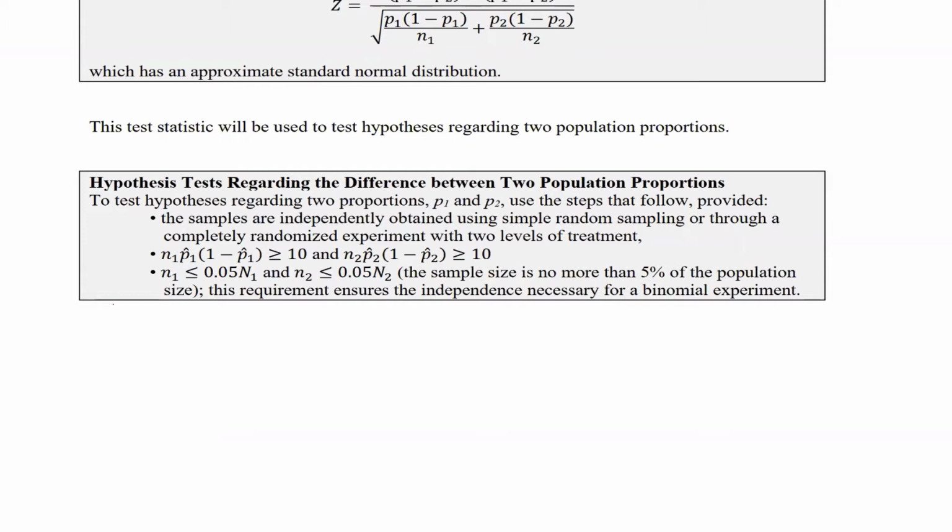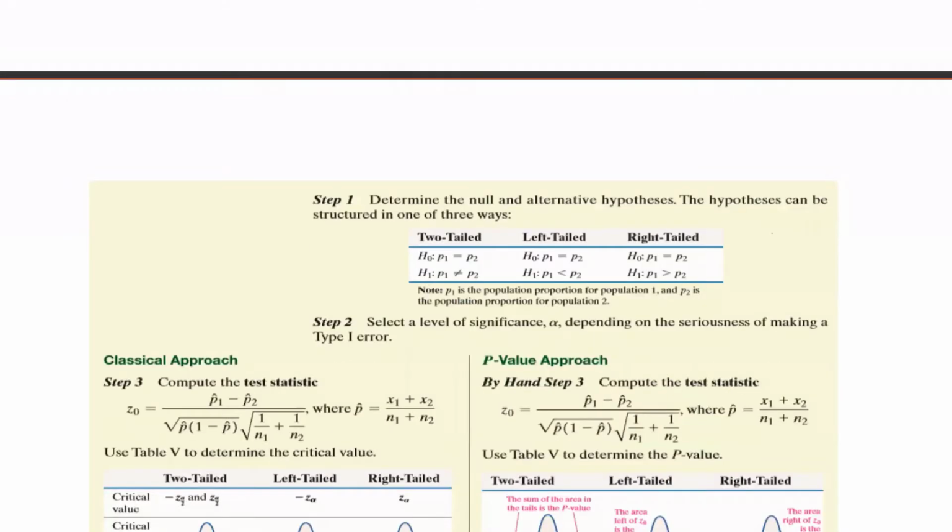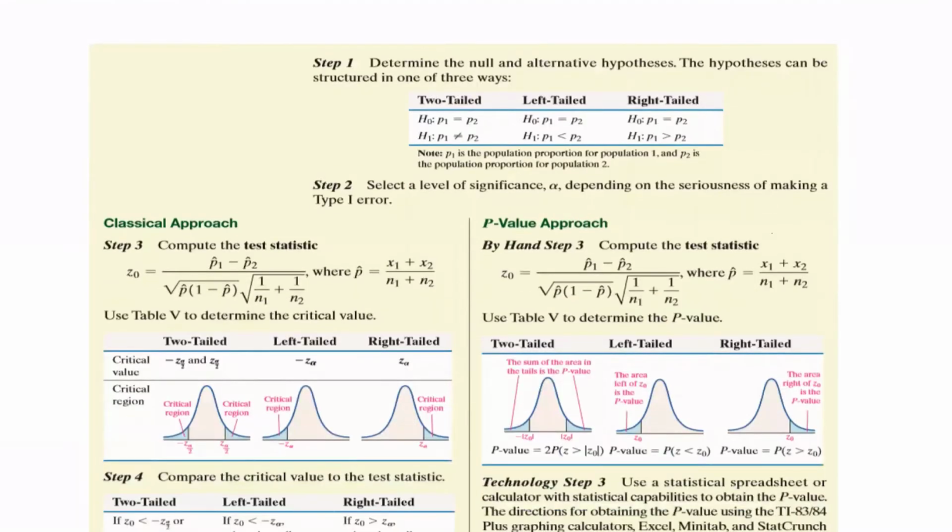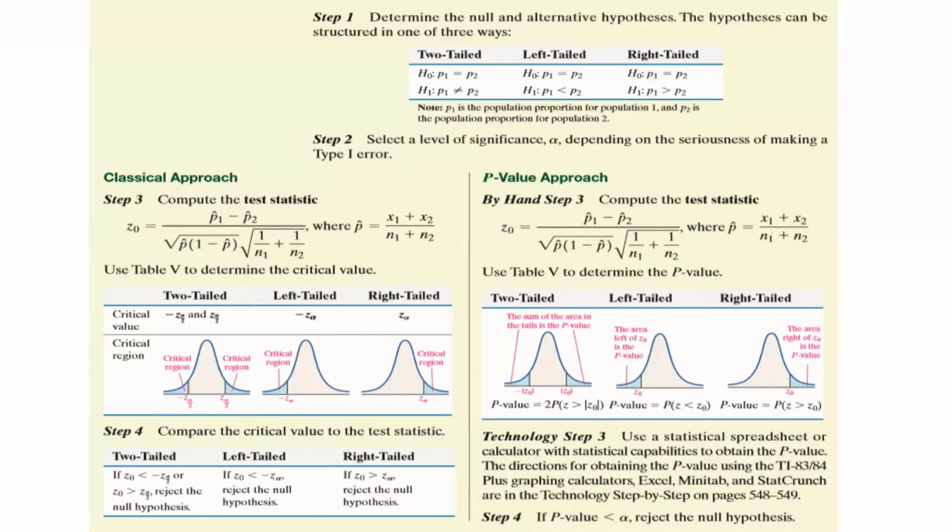For each of those two samples, N times P hat times 1 minus P hat must be at least 10. That's the typical or usual normality condition. And then we have our independence condition, namely the sample size can be no more than 5% of the population size. So once those three requirements are satisfied, these are the steps that we can follow to conduct a hypothesis test using the normal model.